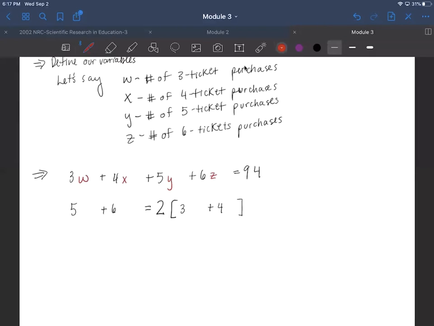All right, so same thing on the bottom. So 5 ticket purchases, right? So we're just gonna put Y there. 6, we're gonna still keep the Z because remember, that coefficient 6 is just representing the 6 tickets, and Z represents however many of those 6 tickets we want to purchase. Okay, and then 3 and the W, 4 and the X.